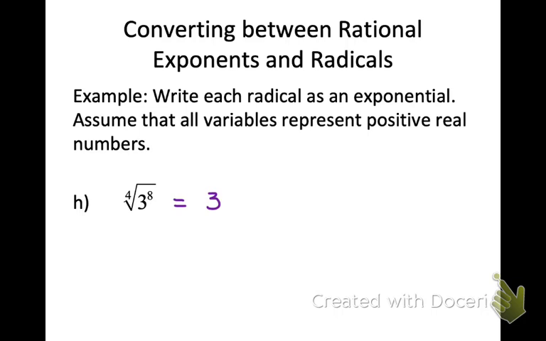What's going to be in the denominator of my exponent? 4. So convert it back to a rational exponent. 4 would be in my denominator, 8 would be in my numerator. What is 8 divided by 4? 2. What is 3 squared? 9. Isn't that a lot easier, thinking of it that way?